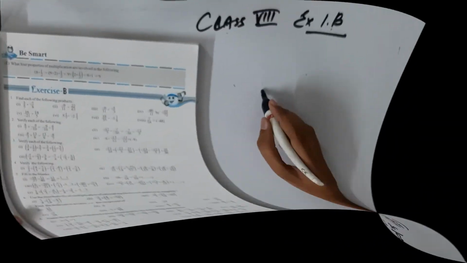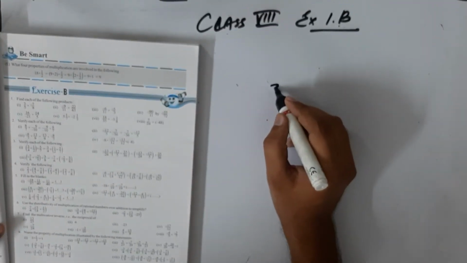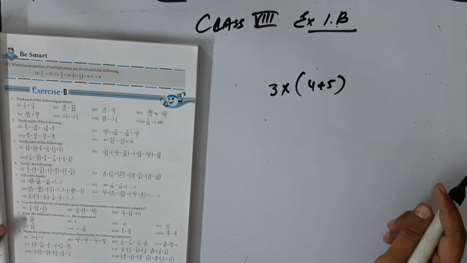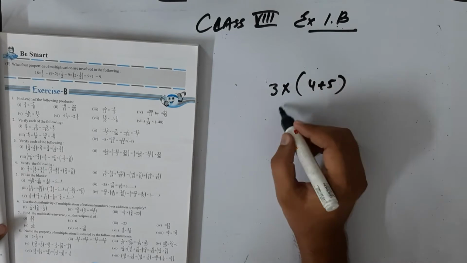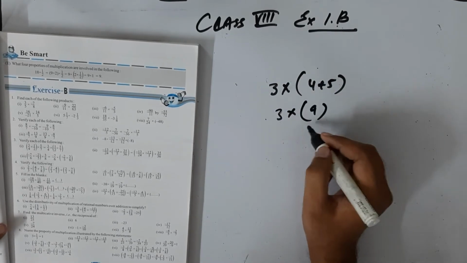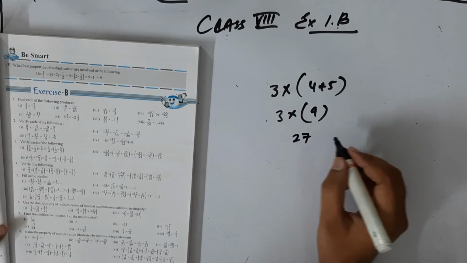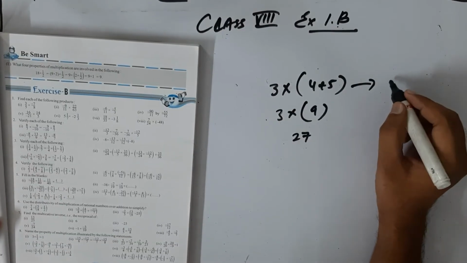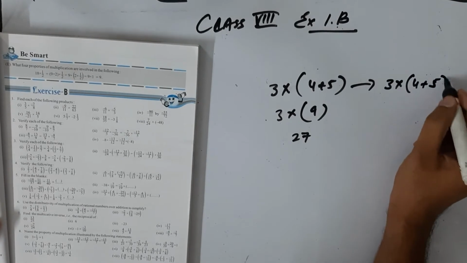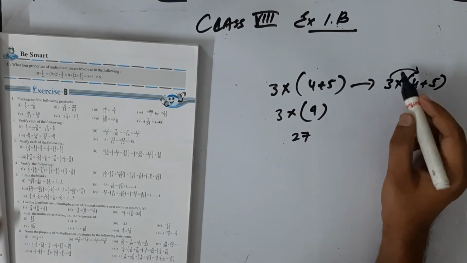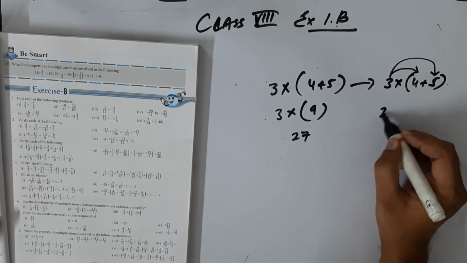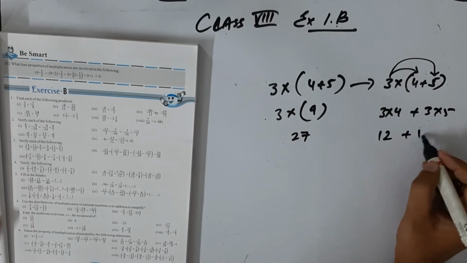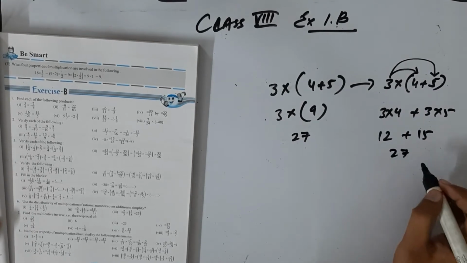Let's see another type. Suppose we have 3 into 4 plus 5. Then what we are going to do, we will multiply 3 into 9, which equals 27. This can also be done with a property known as the distribution property. What does it say? 3 into 4 plus 5. We can also do it like this: 3 into 4 plus 3 into 5. This will be 12. This will be 15. When you add these, it is also 27.